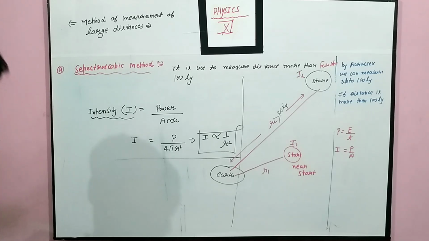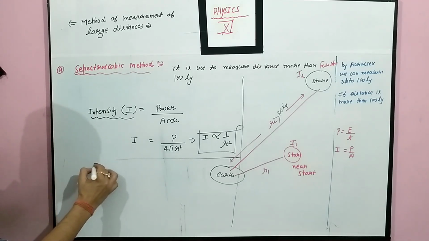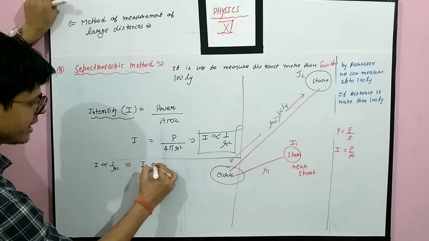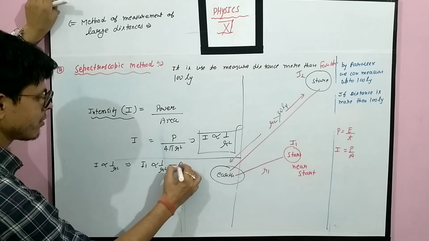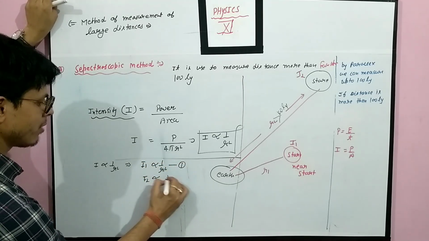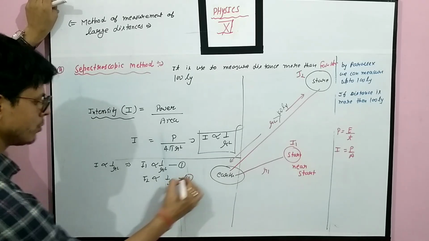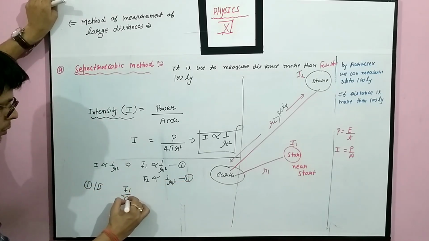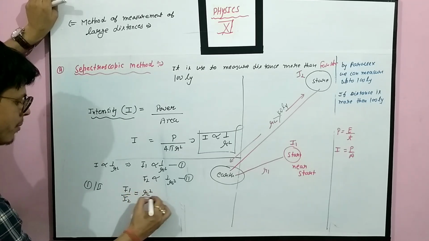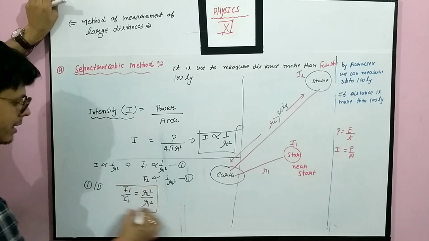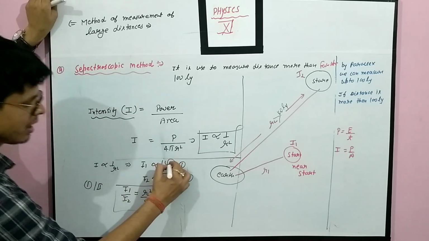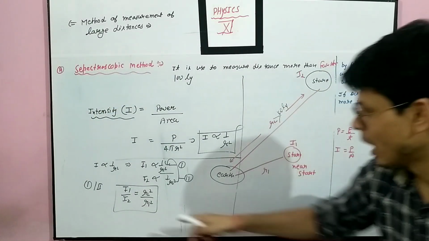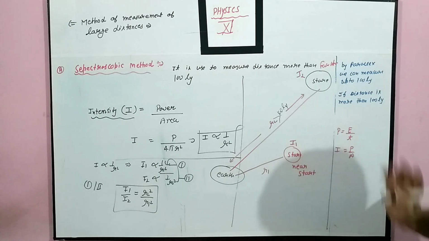Then what will we do? We will apply the formula. Now I directly depends on 1 upon R square. So we can write I1 directly depends on 1 upon R1 square, equation 1. I2 directly depends on 1 upon R2 square, equation 2. Dividing 1 by 2, we get I1 upon I2 equals R2 square upon R1 square. See, when we divide, it goes up. By this method, we know I1 and I2.